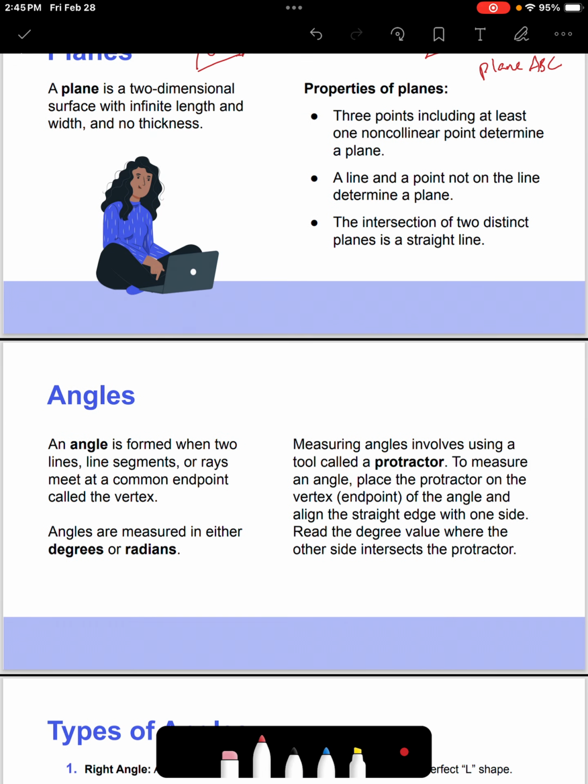An angle is formed when two line segments or rays meet at a common endpoint called the vertex. So here's an angle. This is angle ABC, and B is the vertex. Angles are measured in degrees or radians. Measuring angles involves using a tool called a protractor. To measure an angle, place the protractor on the vertex of the angle and align the straight edge with one side and read the degree value where the other line intersects the protractor. And you might have to extend your line so you can read it on the protractor.